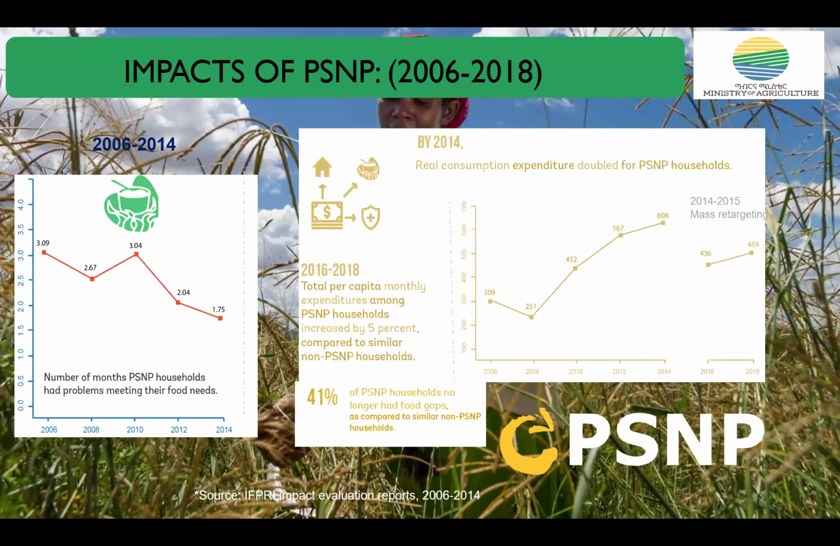In terms of total per capita monthly expenditure among PSNP households, the impact assessment showed us it increased by 5% compared to similar non-PSNP households. And 41% of PSNP households no longer had food gaps, as compared to similar non-PSNP households.